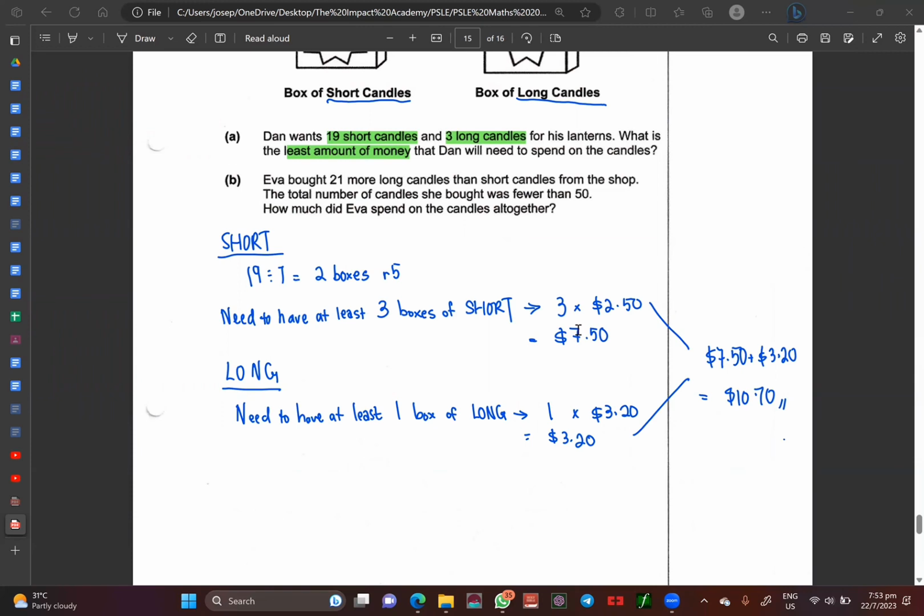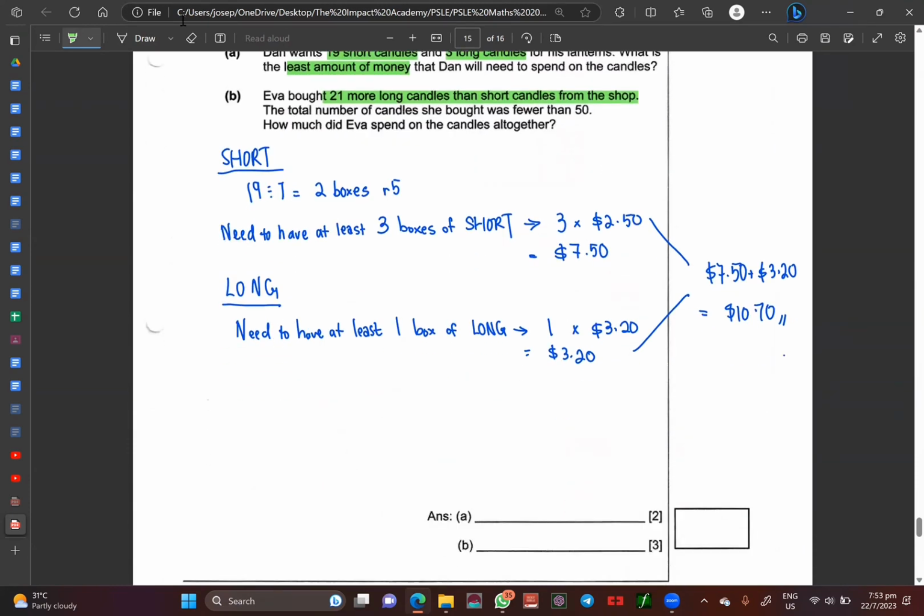Now, as you can see over here, it says that Eva bought 21 more long candles than short candles from the shop. Since I see the word "more," I know I need to draw a model. I'm going to use maybe another color to show you that this is part B. For part A, I'm just going to do it here. For the long candles, I'm going to show this, and for the short candles, I'm going to show this.